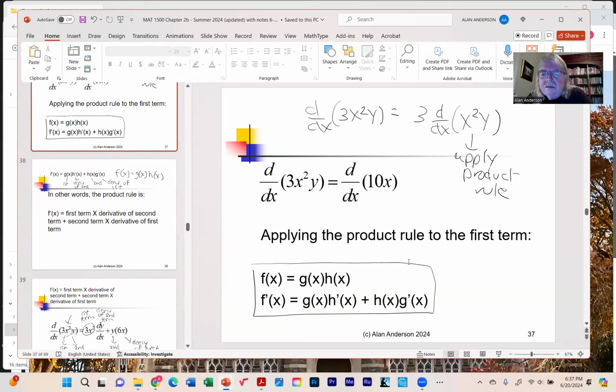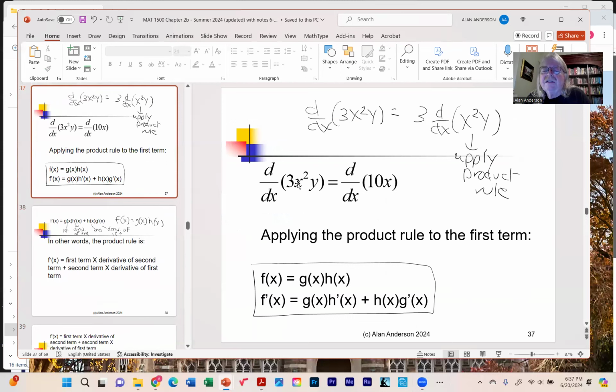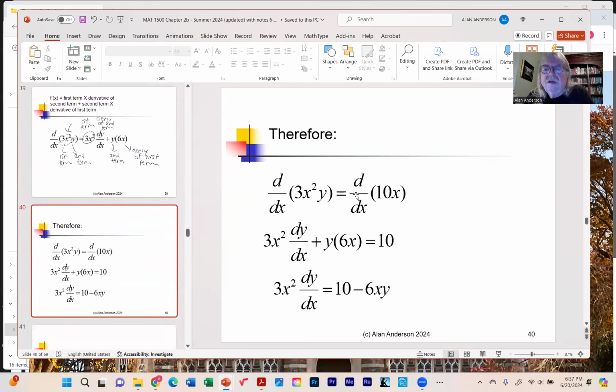Now, the rest is pretty straightforward because you can see that's the left-hand side. The right-hand side is easy. Based on the power rule, the derivative of 10x is just 10. Okay. So what do we end up with? We have this expression, which we just figured out from the product rule. On the right-hand side, we have 10. Now it's just a question of rearranging this algebraically to solve for dy/dx.